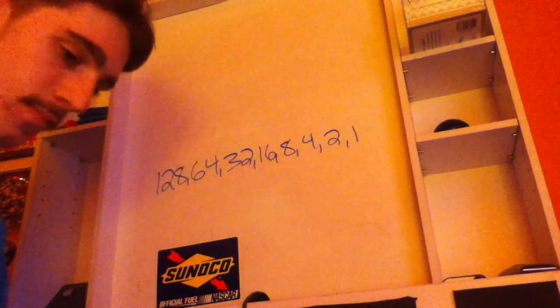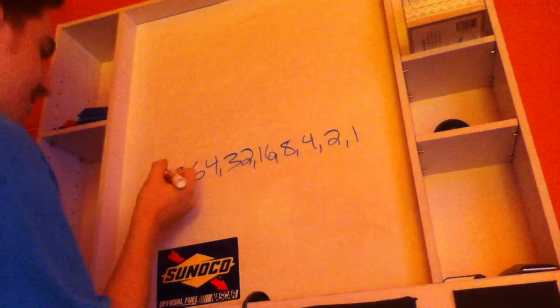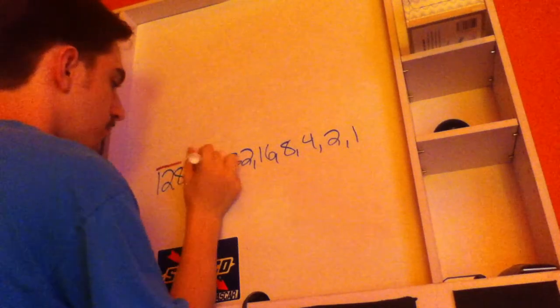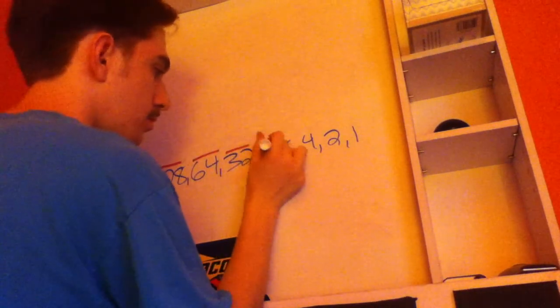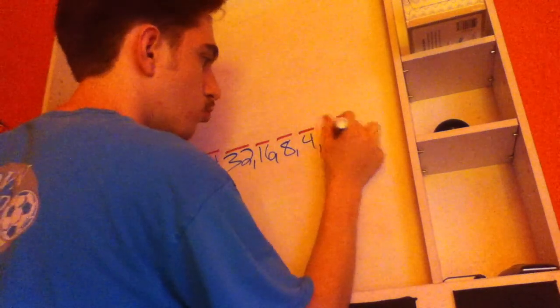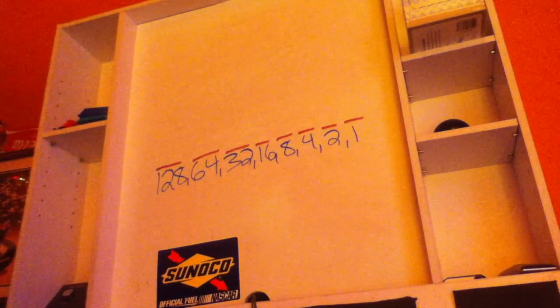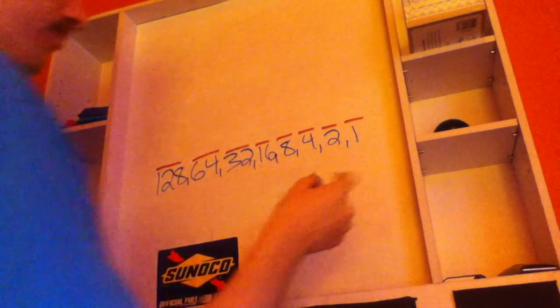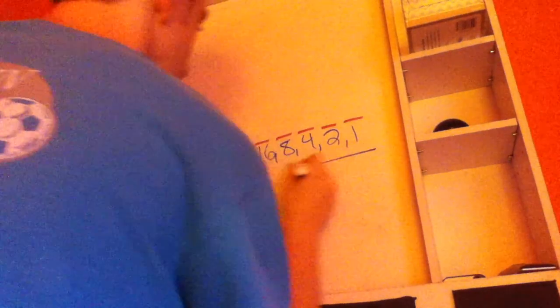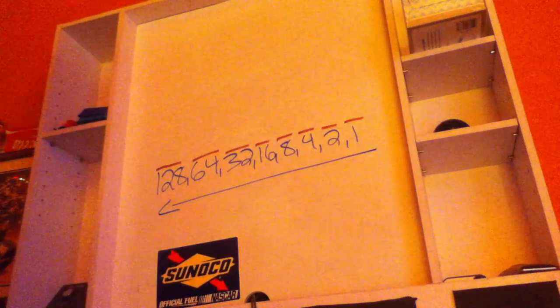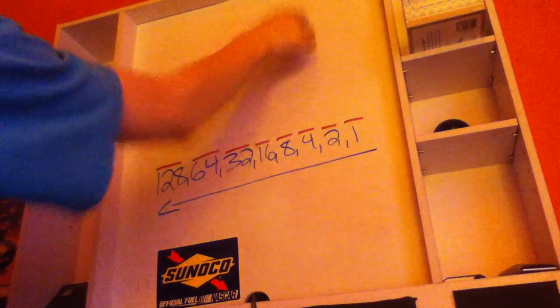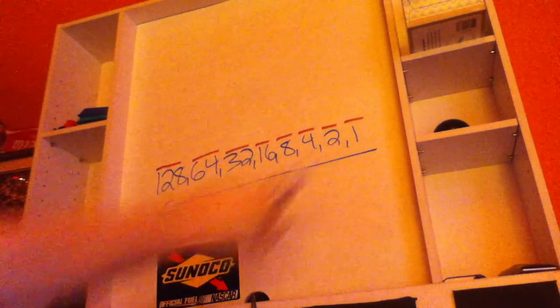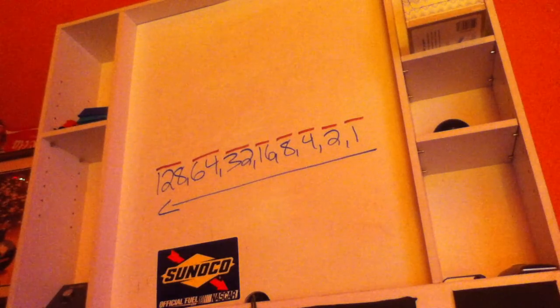16, 8, 4, 2, 1. Okay. Now, let's add things above it. 1. There's your 8. There it is. Okay. Now for an IP address, the binary goes this way. Sometimes it can go the other way, it can go 1, 2, 4. But this is how the IP address goes. It goes this way. This is to identify an IP address.